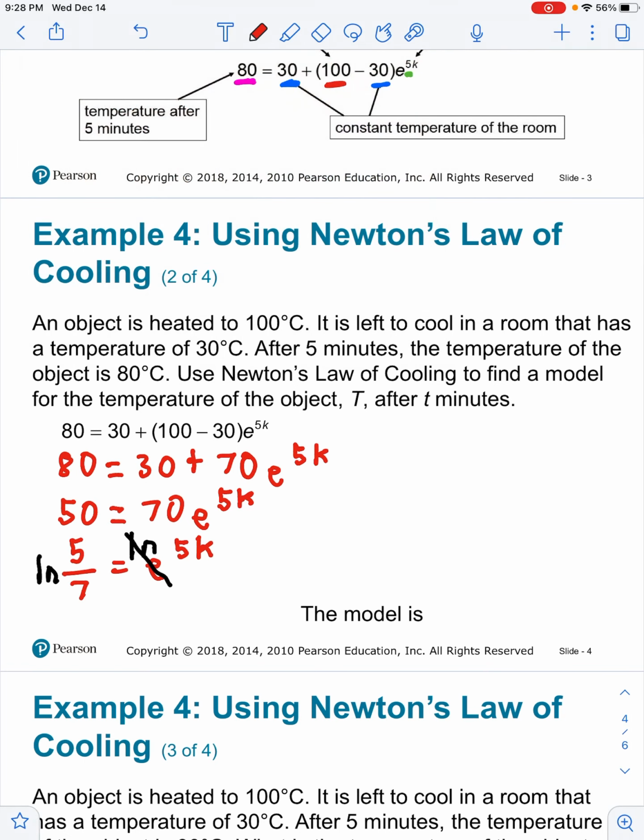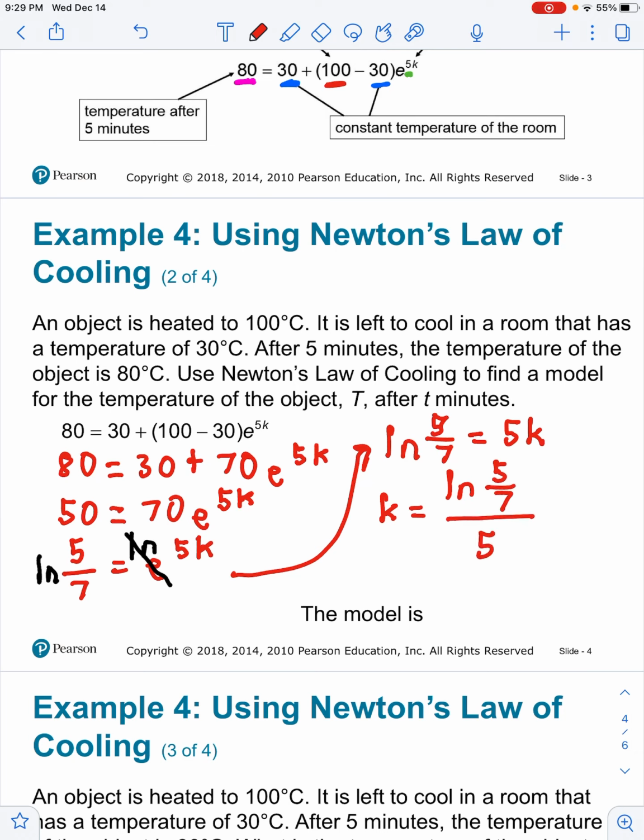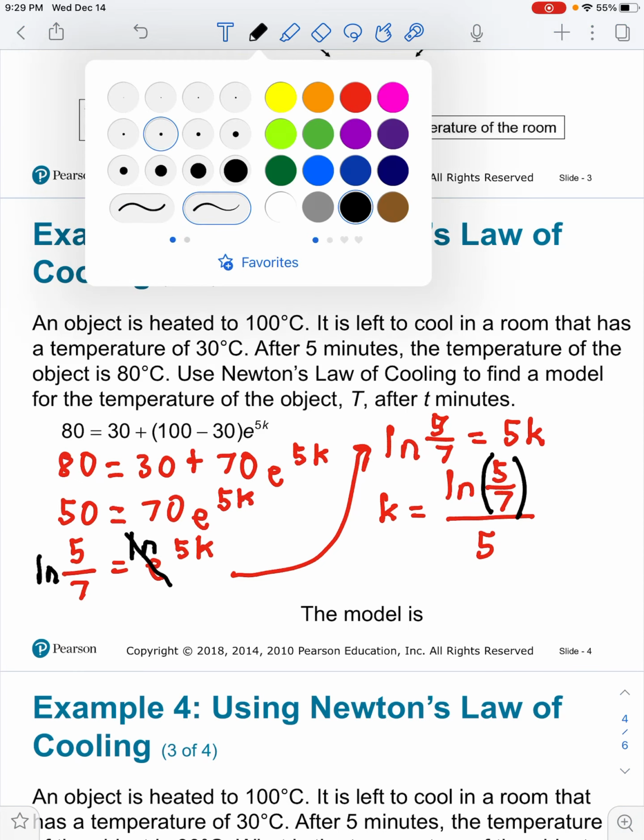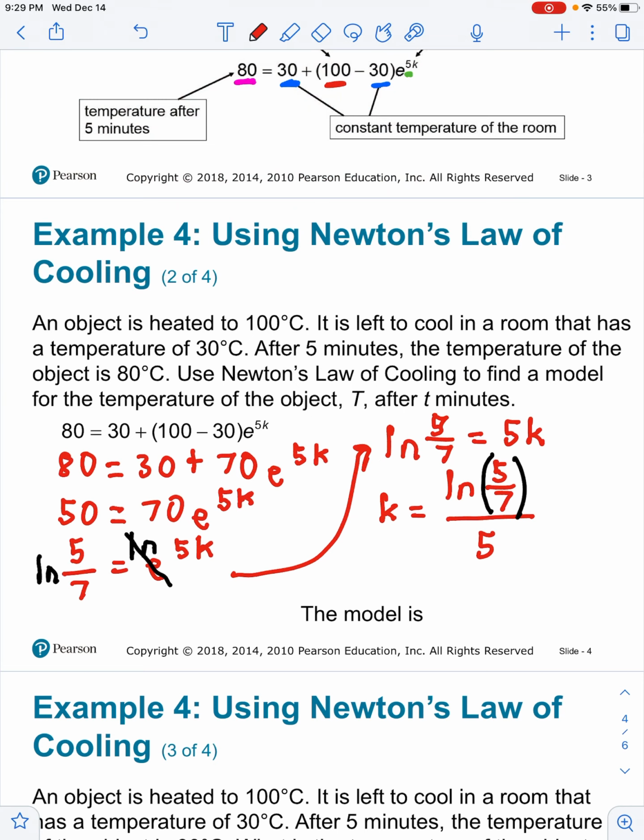So I'm going to come up here. What we now have is the natural log of 5/7 equals 5k. And so to finish solving for k, I'm going to divide both sides by 5. So k is going to equal the natural log of 5/7 all divided by 5. Now keep in mind, your calculator is going to automatically insert that left parenthesis when you enter a natural log. You do want to get in the habit of closing it so that when you divide, you're actually getting the answer you're looking for. And so if we do this, we're going to find that value of k, which I'm going to round to 4 decimal places.